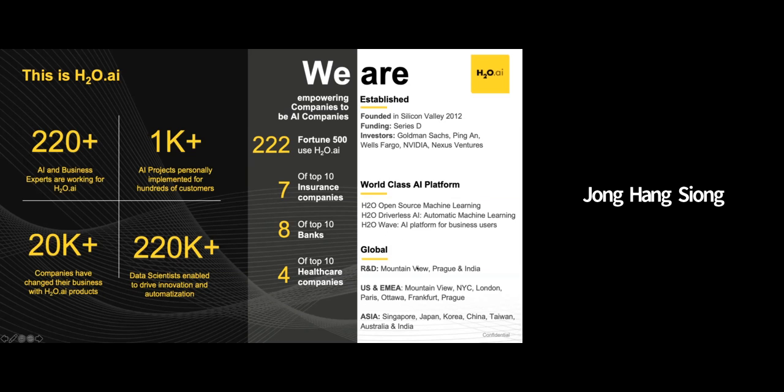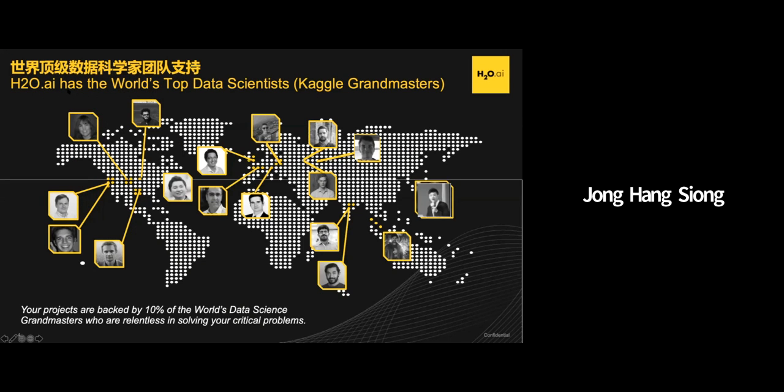We have offices all around the world. We organize meetup.com webinars where over 1,000 data scientists and individuals have signed up, and there are over 20,000 companies using H2O products. We also have over 200 talents currently at H2O. So what is so special about this slide? These are what we call the Kaggle Grandmasters. Who actually are the Kaggle Grandmasters? Kaggle is a data science competition platform owned by Google.